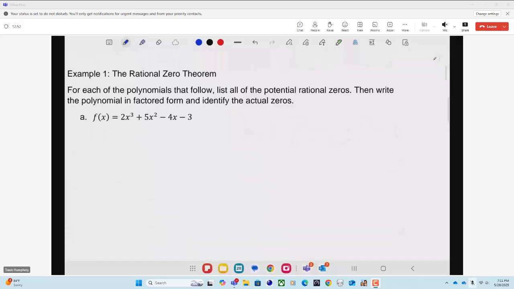So the process is to find the p's and the q's. The p's are factors of the constant term. So in this case our constant term is -3. So the possible p's would be all of the factors of 3. So that would be 1 and 3. And then q is the factors of the leading coefficient, which in this case is 2. So we're looking at 1 and 2.